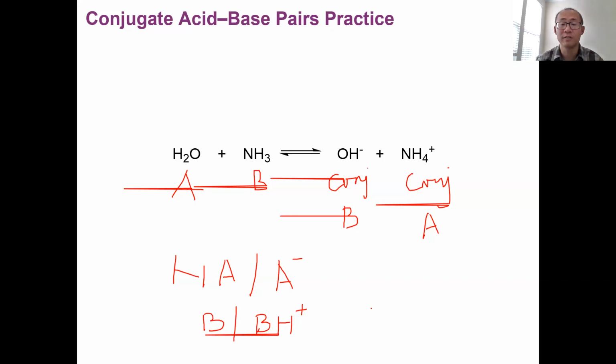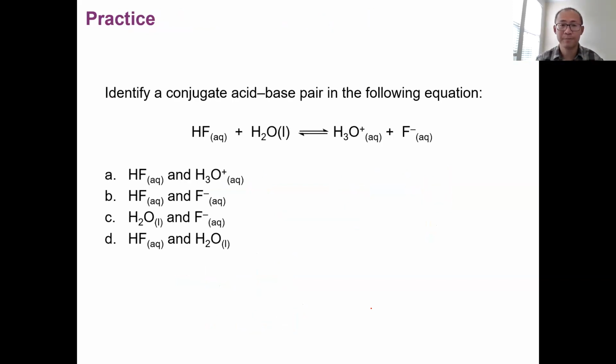Okay, that's very important for understanding the transfer of electrons. Okay, here, one more practice. Identify the conjugate acid pair in the following equation. We know the equation has HF and water. HF is the acid, donates a proton, becomes F minus. So HF and F minus is a conjugate acid and base pair. So answer is B.